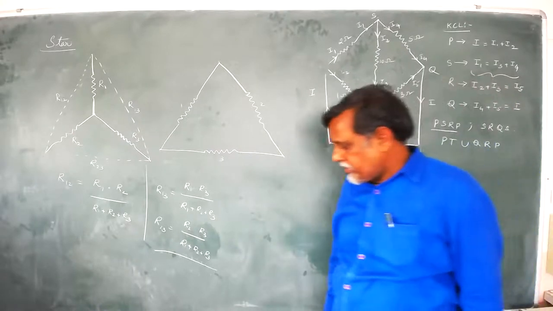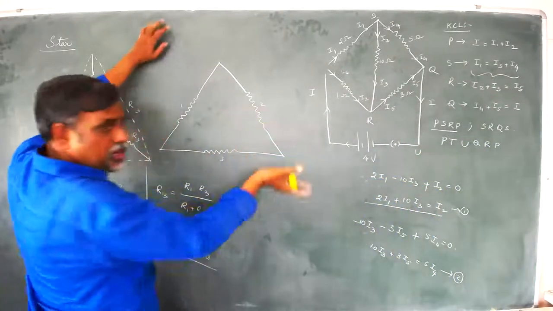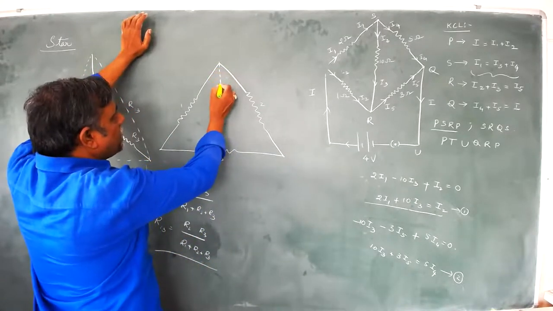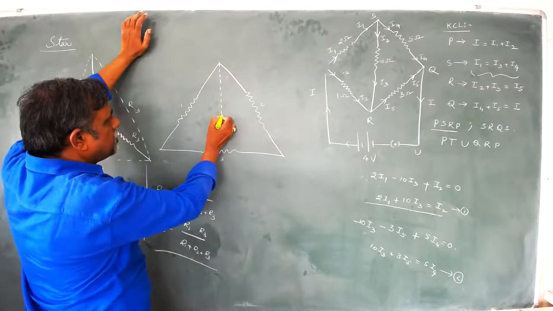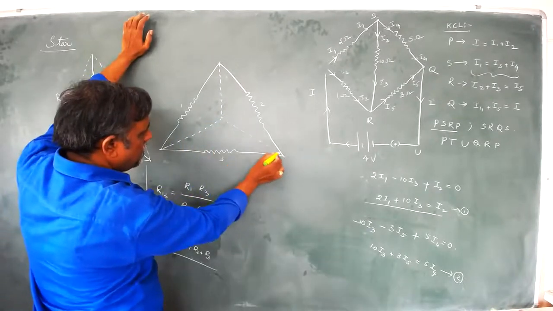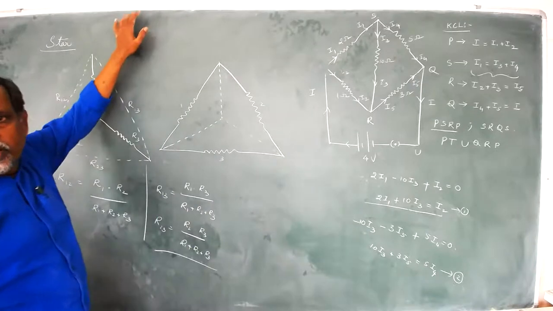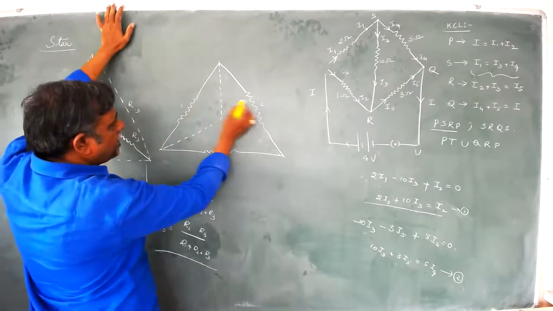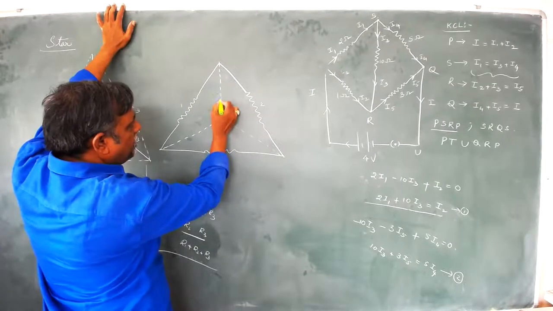Okay. Delta to star transformation. You need to bring out one star here. Now, what will be the resistance over here?